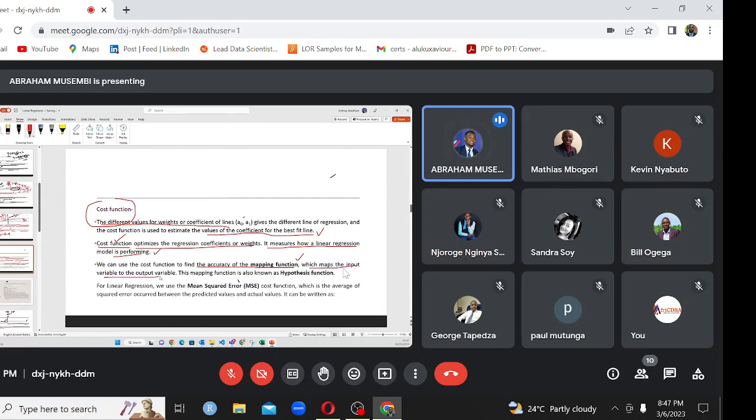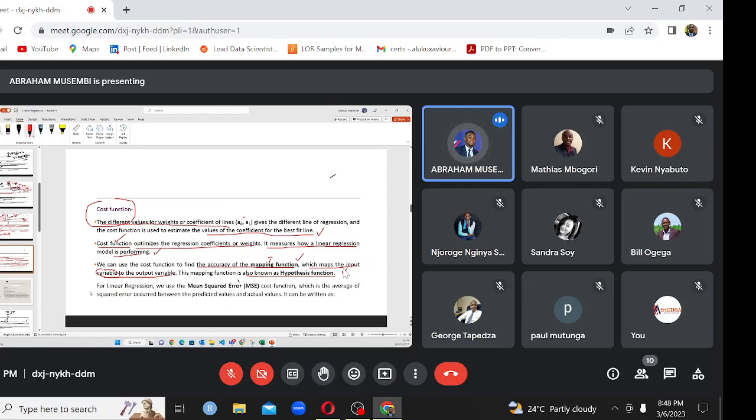This mapping function is also known as the hypothesis function. The hypothesis function is the mapping function, and basically it is used to show the accuracy by mapping the input variable. It maps the constant with the input function, or the independent variable, in order to get an optimal output variable.